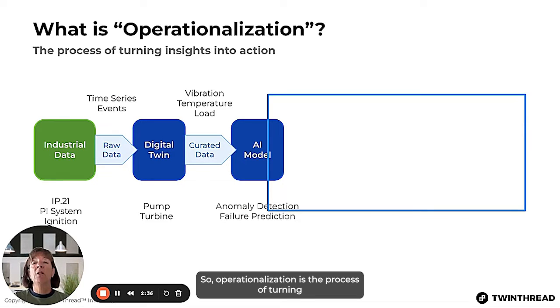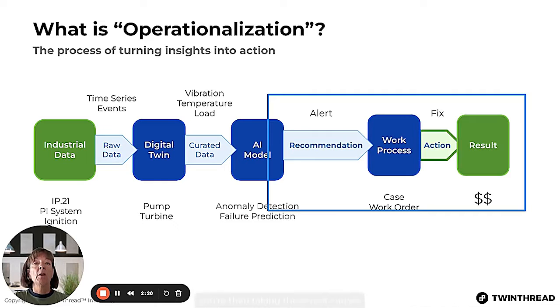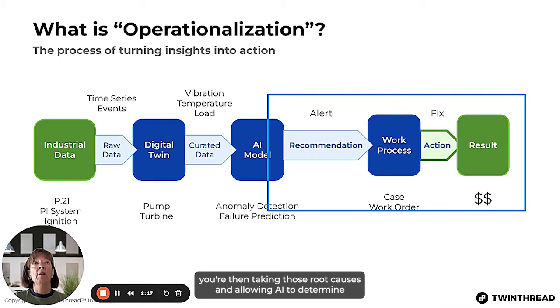So operationalization is the process of turning what I would call the beginning stages of an AI project into something that is actionable, which in fact also involves AI. So in this case, you're not only connecting to data, determining your baseline, figuring out what the root causes are, you're then taking those root causes and allowing AI to determine that they're happening, to determine work processes that need to change as a result of these root causes, and then putting those recommendations, those fixes, into action. And I want to stress, it's only at the end that you're going to see those financial results, those economic benefits that I talked about.